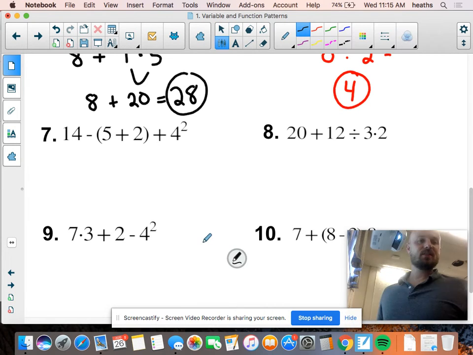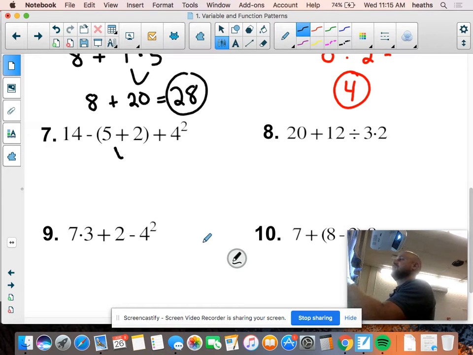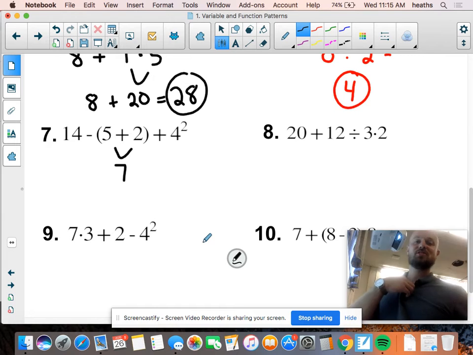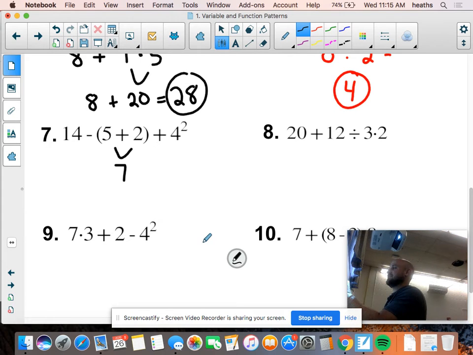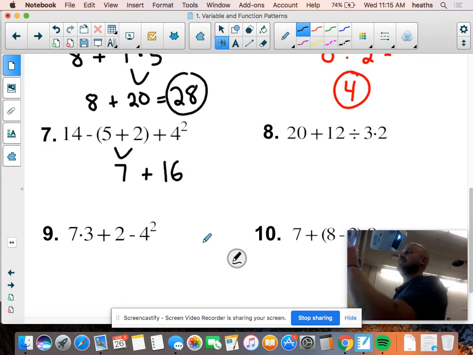Our first thing we need to take care of in our order of operations is going to be parentheses and exponents. And in this question, we have both. 5 plus 2 is in the parentheses. We're going to figure that out first, and we know that it is 7. The next thing we have to take care of is our exponent, which is 4 to the second power, or 4 squared. 4 times 4 is going to give us 16. We'll drop this sign down, and then also drop the rest of the problem down.